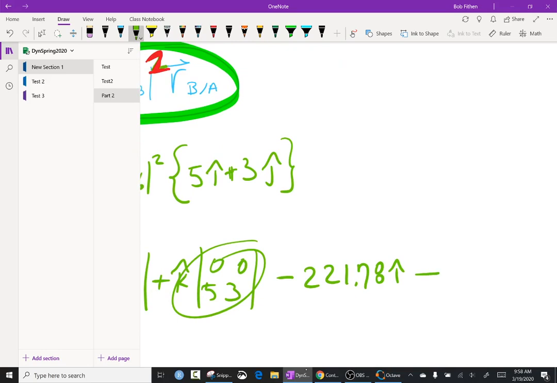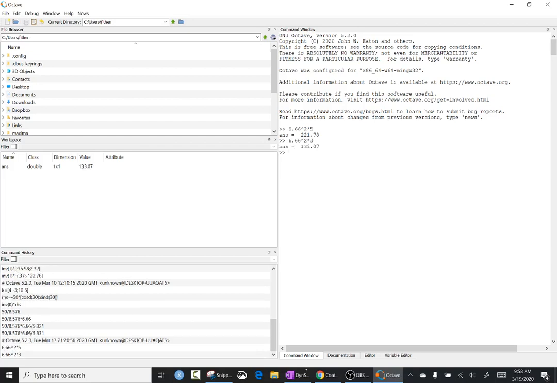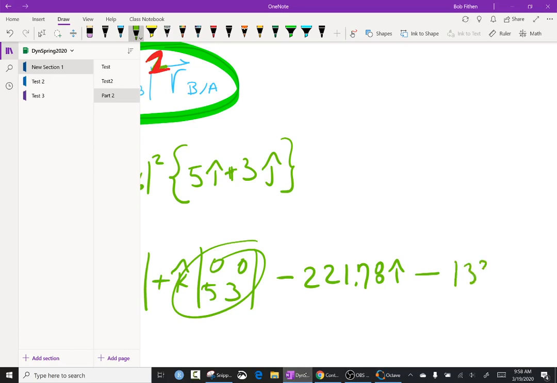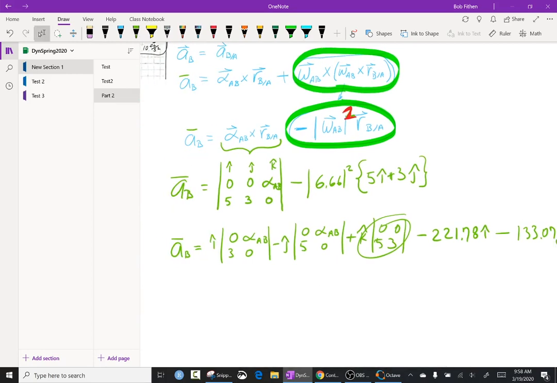Yeah, let's see. Times 3. 133.07. Now, there's some things I can do here to check this along the way. Okay, so this would be minus 3 alpha AB I, that is a plus 5 alpha AB J.